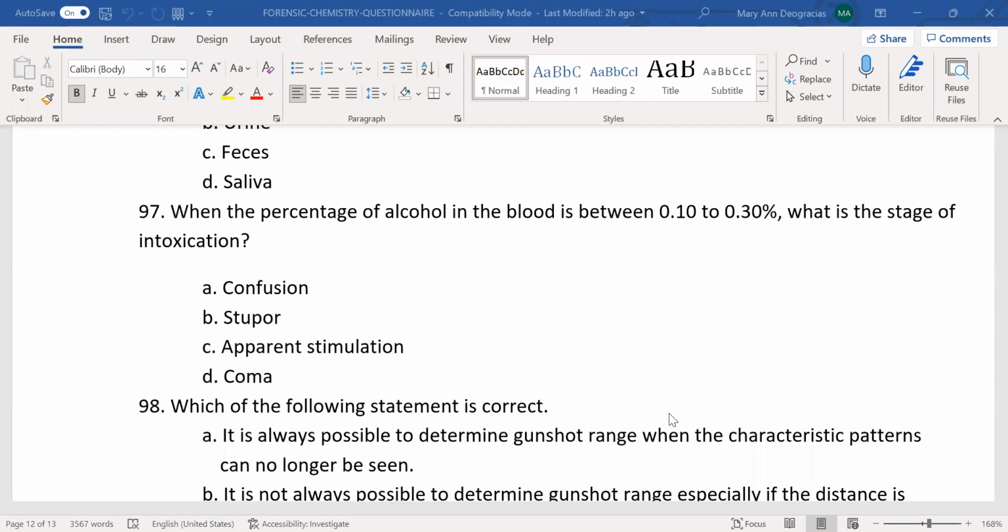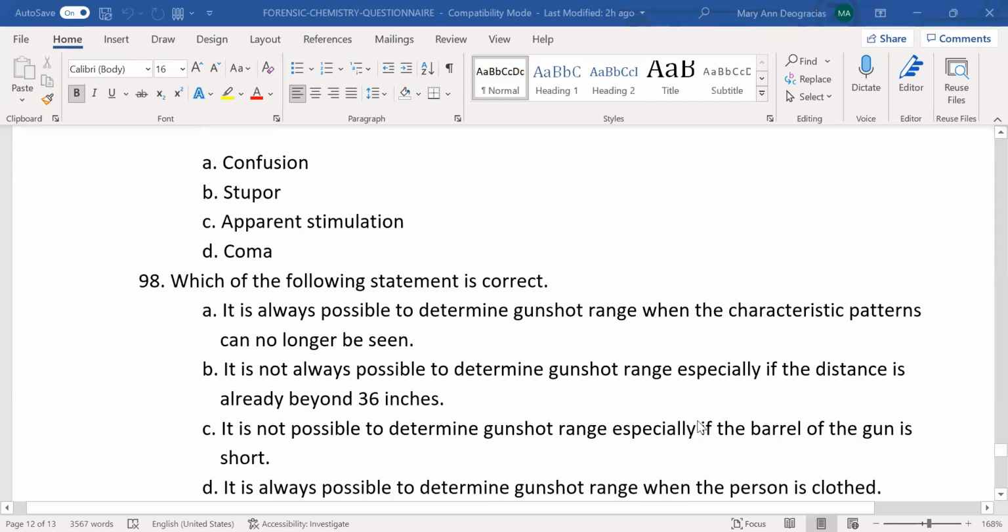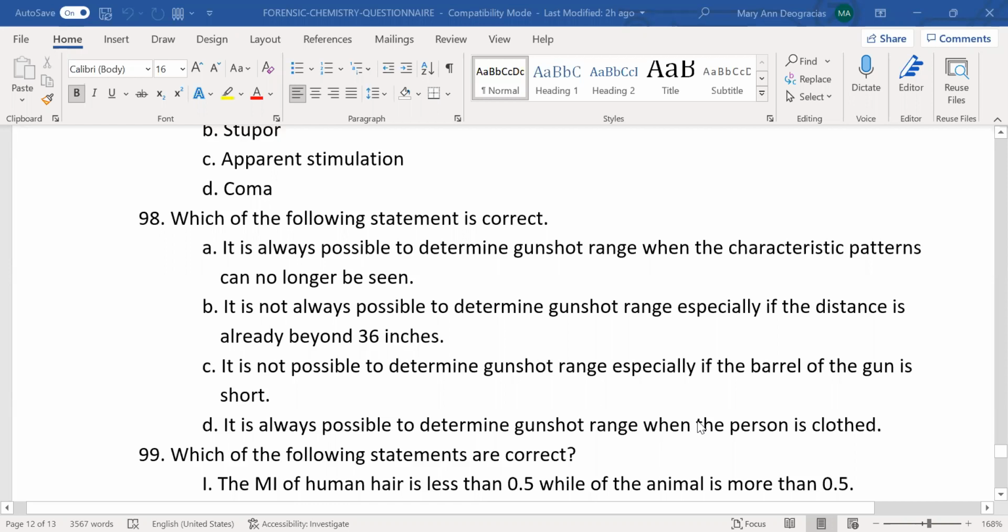Next. Which of the following statements is correct? A, it is always possible to determine gunshot range when the characteristic patterns can no longer be seen. B, it is not always possible to determine gunshot range, especially if the distance is already beyond. Parang naulit tong question na to, pero ang sagot, you stick to letter B.